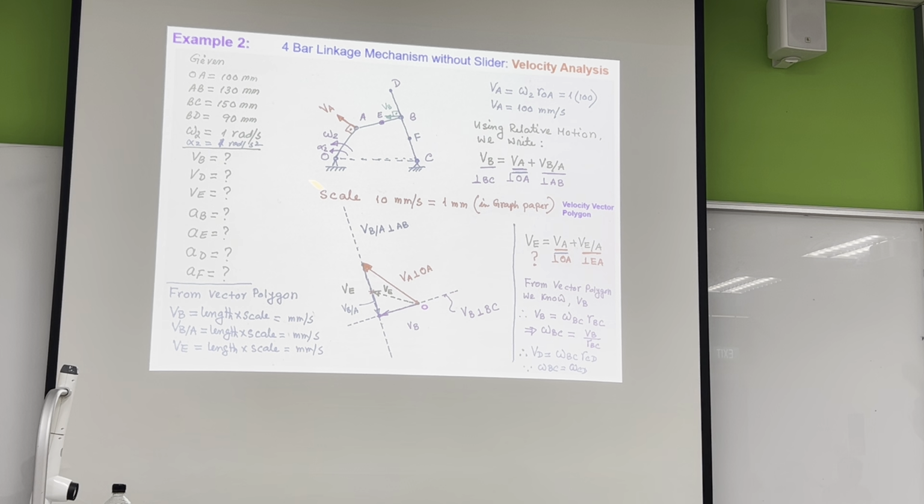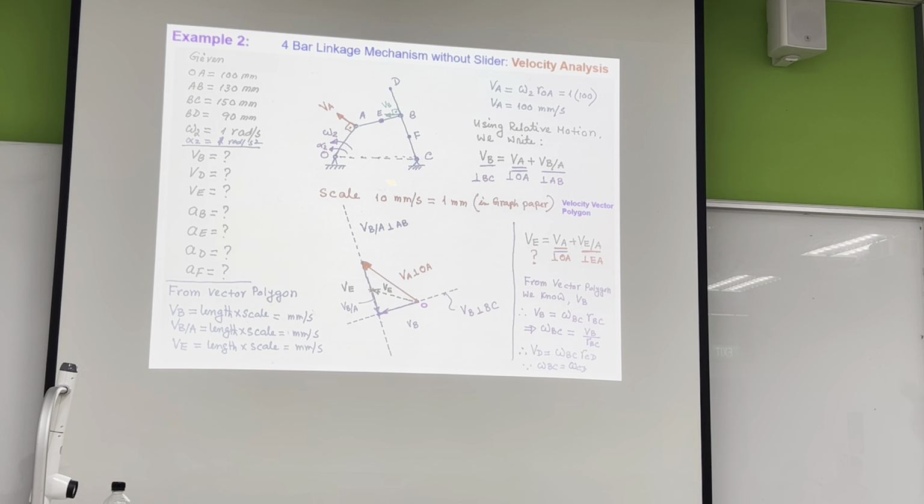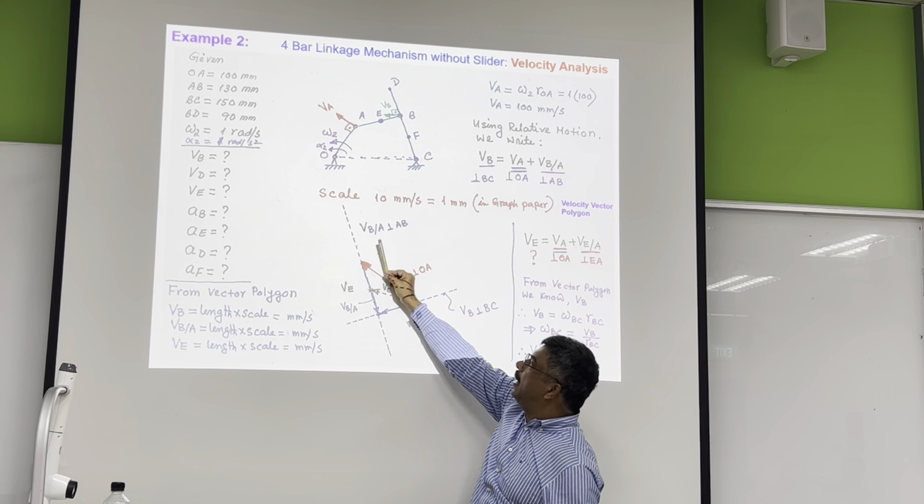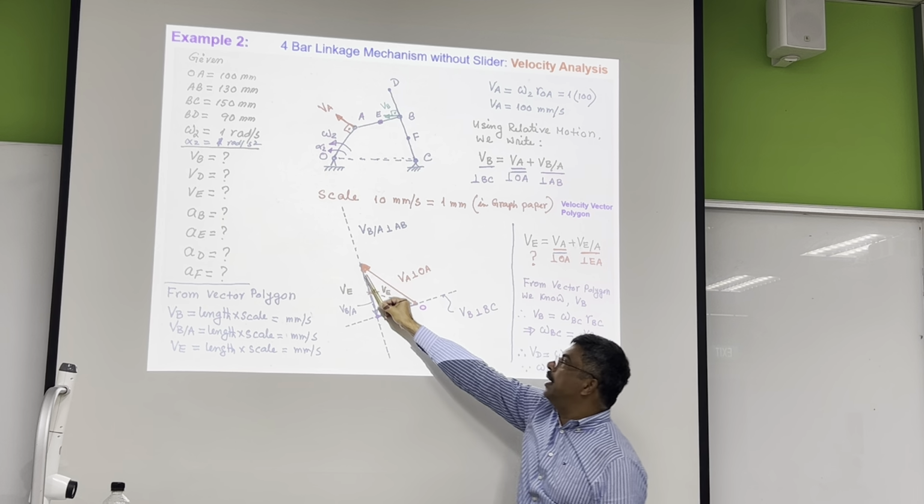It can go this way or it can go this way. Of course, it will be at a 90-degree angle to AB. Clear to everyone? So that 90-degree angle, you bring it this way and you plug it in here. This way a dotted line, this way a dotted line.